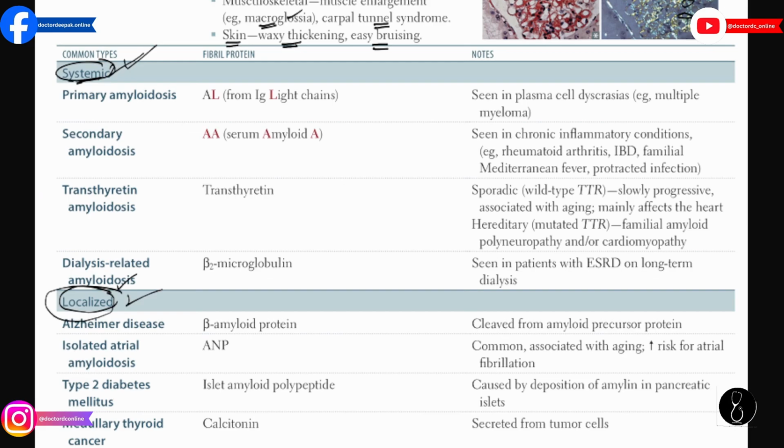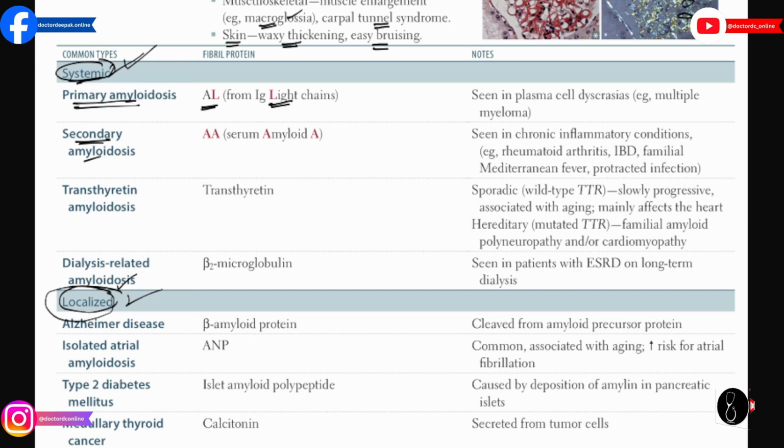Systemic amyloidosis type is divided into two main categories: primary amyloidosis and the secondary amyloidosis. So first of all, we have to understand the primary amyloidosis. Then after that, we will see the secondary amyloidosis. So first of all, in the primary amyloidosis, what are the abnormal proteins that are going to be accumulated in our body? These are the light chains. These are the immunoglobulin light chain, which are called AL. So basically, A means amyloid and L means light chain. These are the abnormal light chain proteins which are going to be deposited.